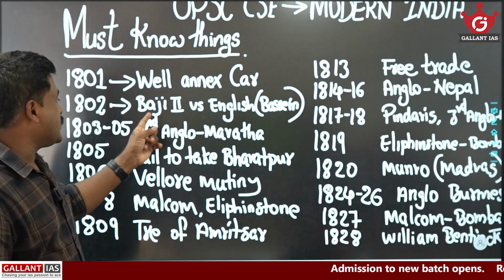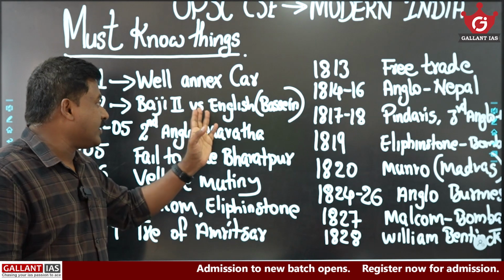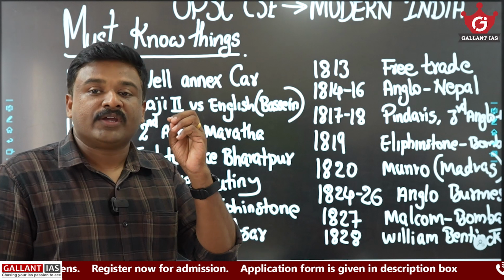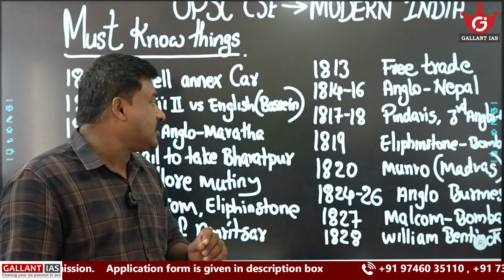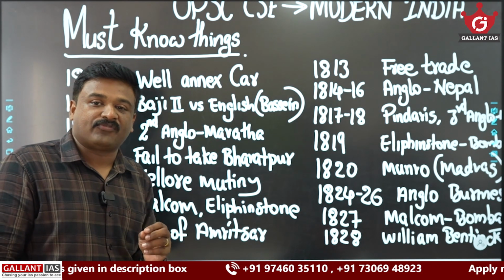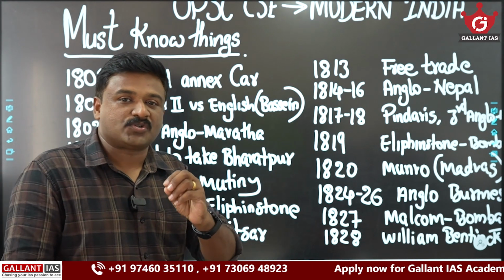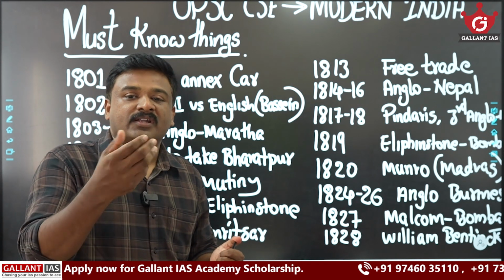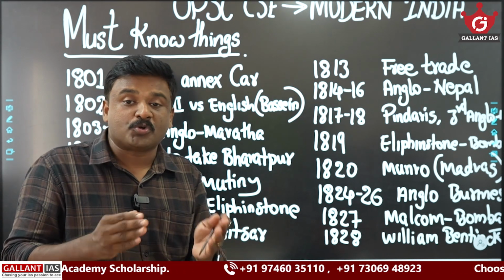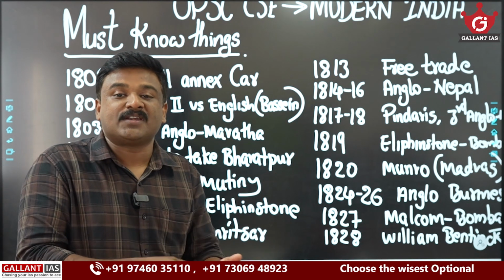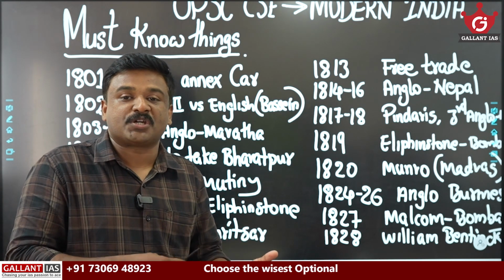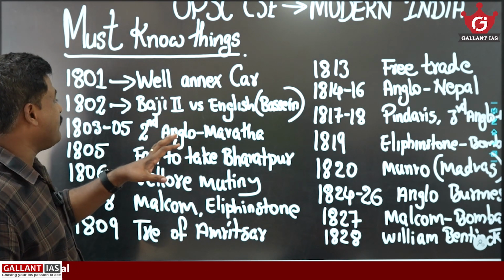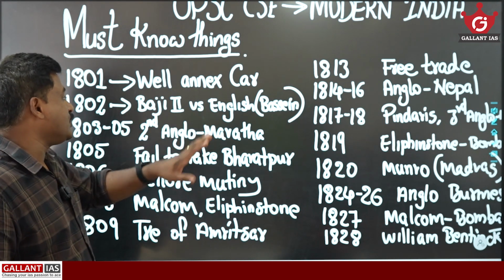Then 1802, it is Bajirao II versus the English company. They signed a treaty known as the Treaty of Bassein, which is one of the very humiliating treaties on Maratha prestige. Yes, it's a kind of subsidiary treaty. The Marathas lost many strategic areas, and they had to accept British paramountcy, and get the consent of the British in terms of their foreign relations and negotiations. So this is a subsidiary treaty, the Treaty of Bassein, signed between Bajirao and the English.